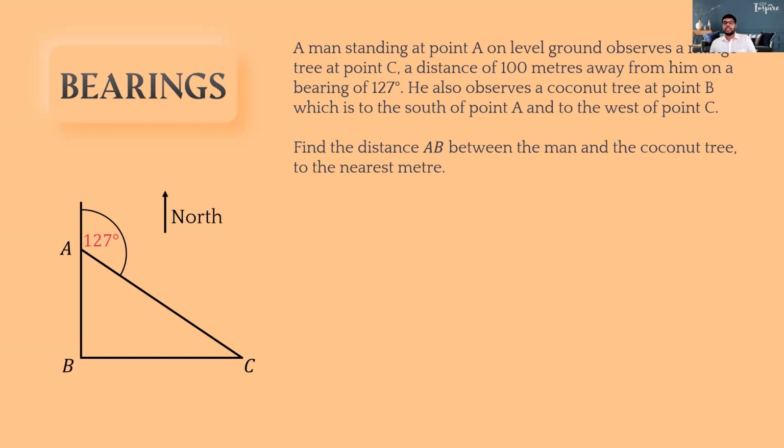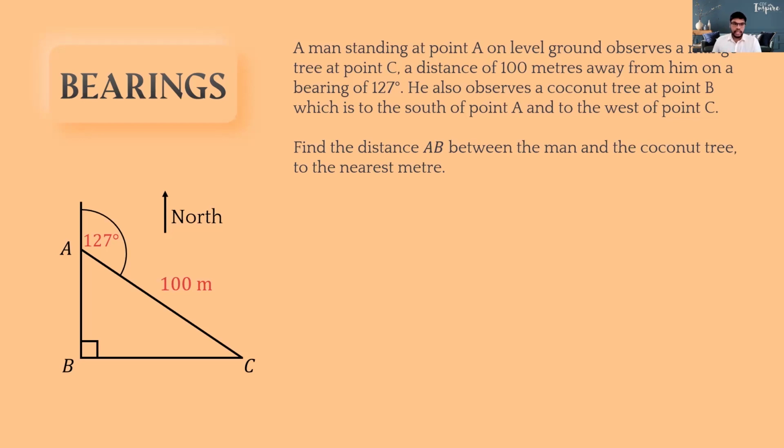Now children, first we'll mark some of the other information. Now you know that this distance is 100. AC is 100, right? And also children, we know that this angle at B is going to be a right angle. Why? It says clearly that B is south of A and west of C. That means A is directly north of B and C is directly east of B. That means it's going to be a right angle, children.